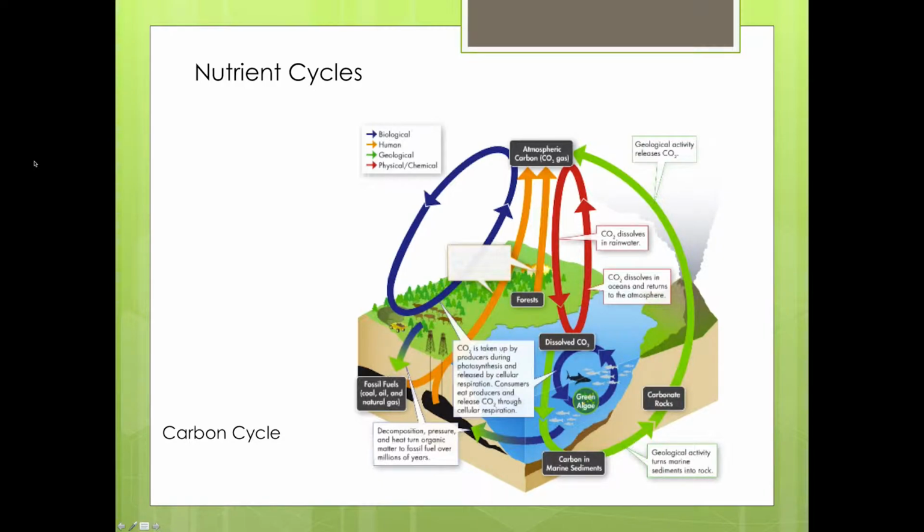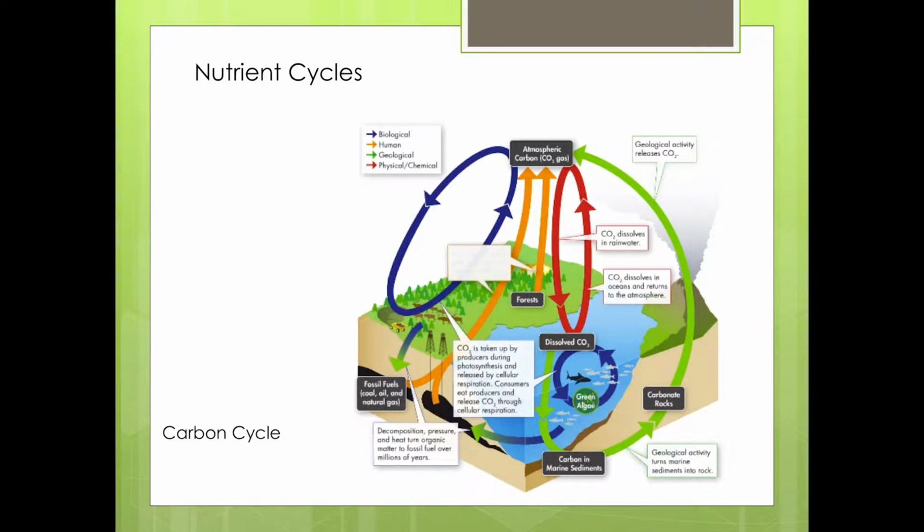Now let's look at the nutrient cycles. The carbon cycle has received a lot of attention lately because atmospheric carbon dioxide gas has been blamed for climate change around the world. But the idea of carbon going through cycles within the ecosystem is something that scientists have known about for a long time, and it's a very important part of life on Earth.